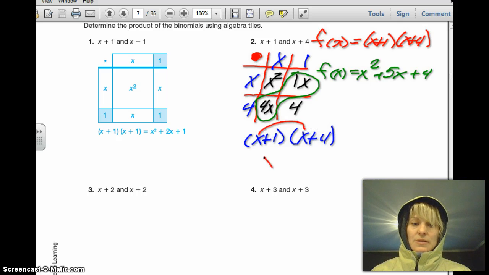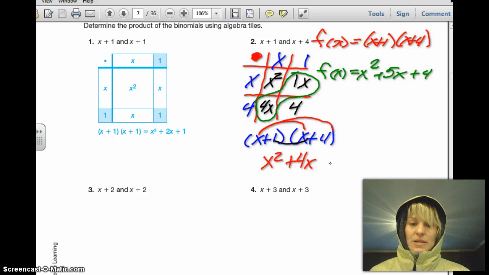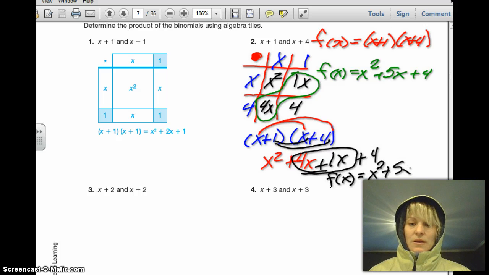X times x is x squared. X times 4 is a positive 4x. Then we're going to distribute the 1. 1 times x is 1x, and 1 times 4 is 4. And you can see these are like terms, just like above. So my answer is f of x equals x squared plus 5x plus 4. So you can see we got the same answer.